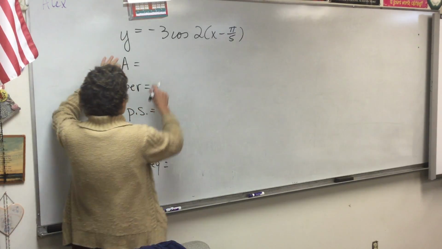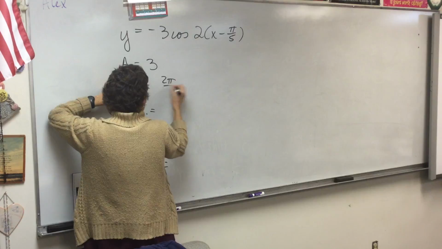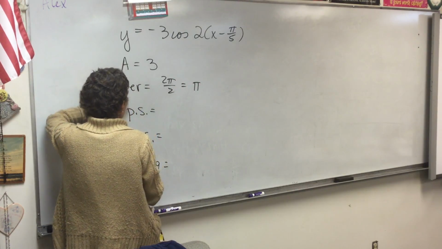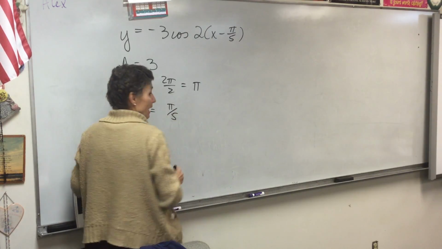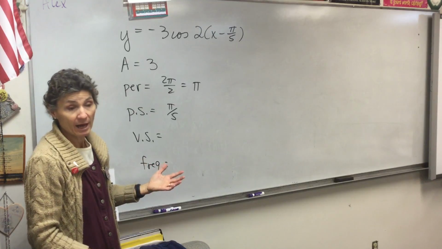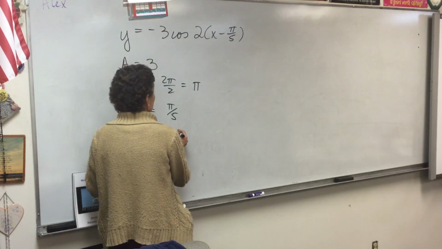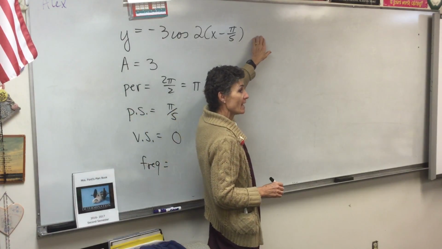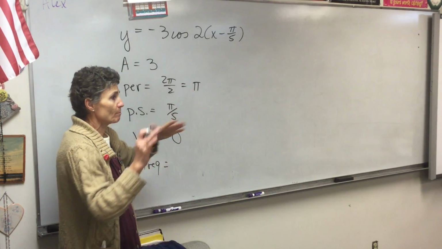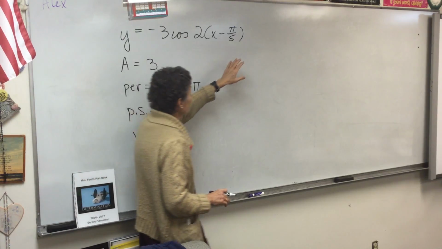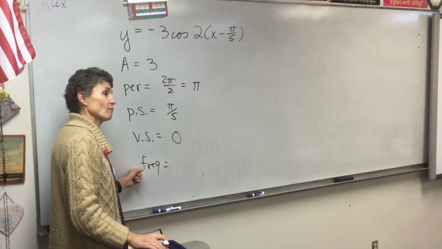So we had figured out that our amplitude was what? 3. Our period was 2 pi divided by 2, which is pi. Our horizontal shift is right, pi over 5. It's okay to put positive pi over 5 because positive means right. Negative would mean left. Vertical shift, we don't have one because there's nothing on the end here. Those of you new to this, it goes way back to chapter 1 when you talked about moving graphs around, translating graphs. If you put a number on the end of it, that picks you up or drops you down. And this was brand new to everybody yesterday.